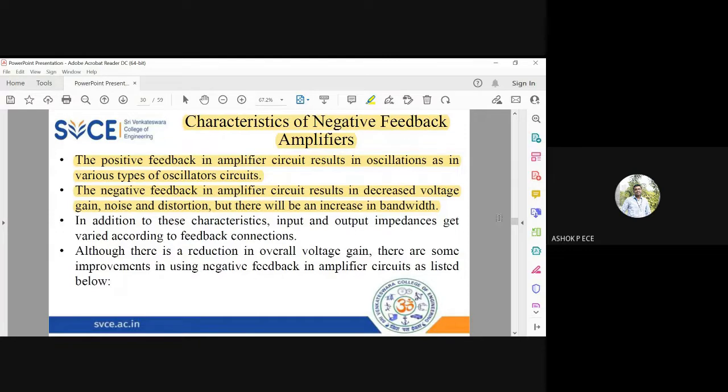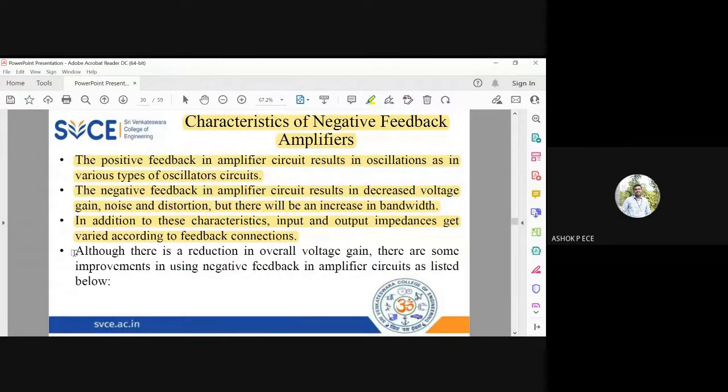So in addition to these characteristics, the beautiful property of feedback is that even the input and output impedance can be tuned. You can change the input and output impedance depending on what feedback you are going to connect to your amplifier. I have already told you the significance of input and output impedance in an amplifier. The input impedance should be very high to draw less current, and the output impedance should be very low to transfer the full power effectively into your load. So all these parameters can be tuned when you apply negative feedback to your amplifier.